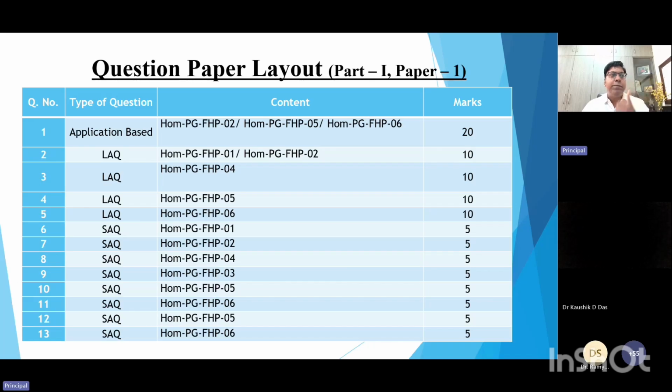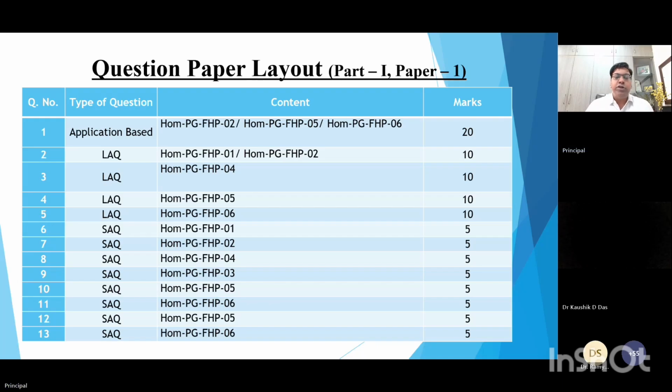Now this is the question paper layout. I will tell you in the sample question paper how we have implemented this to make the sample question paper. Application question number 1 should be a 20 marks question, and that question should be selected from these chapters and topics only, named here. Similarly, all types of questions, LAQ, SAQ, are to be selected preferably from the chapters given in this table.